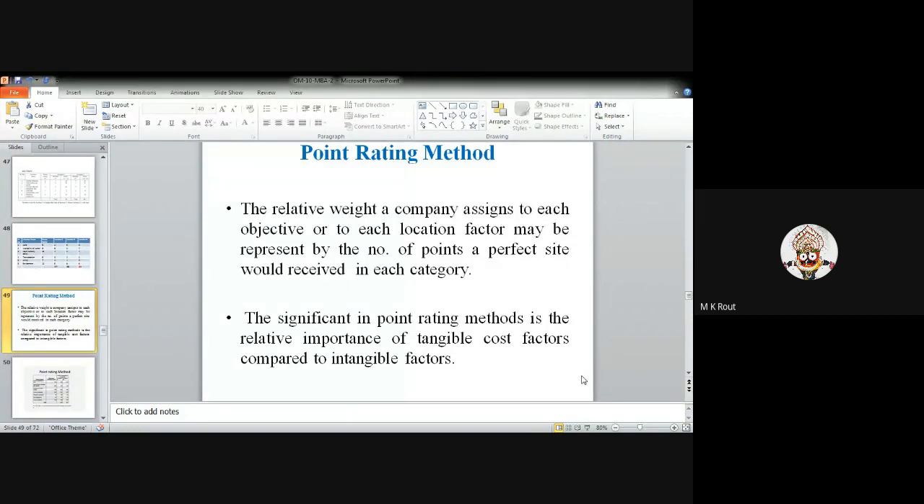Do not write whatever pointers are given in the slide. In the case of the point rating method, a relative weight assigned by the company to each objective or to each location factor may be represented by the number of points a perfect site would receive in each category. I will explain with a typical example. The next point is that what is significant in the point rating method is the relative importance of tangible cost factors compared to intangible factors.